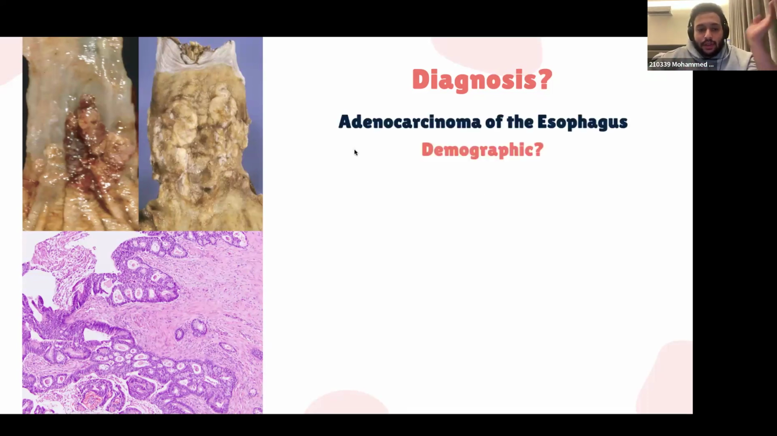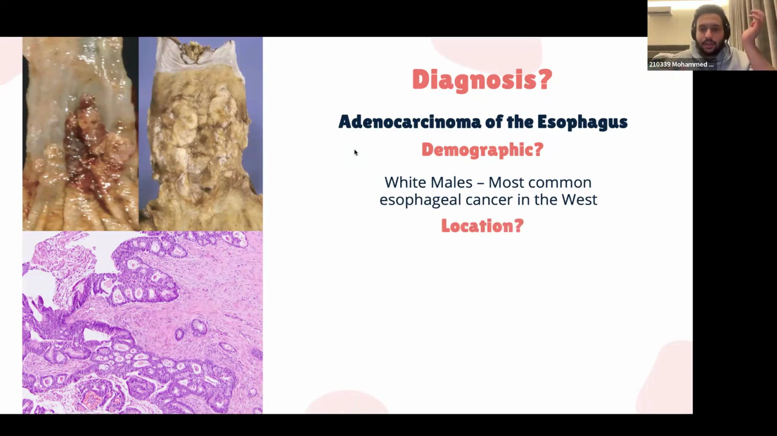First of all, demographic. What demographic is more common to develop adenocarcinoma of the esophagus? Firstly, tell me, is it more common worldwide or more common in America and the West? West. Good. And most common in white males. America or the West and white males. This is important to remember.